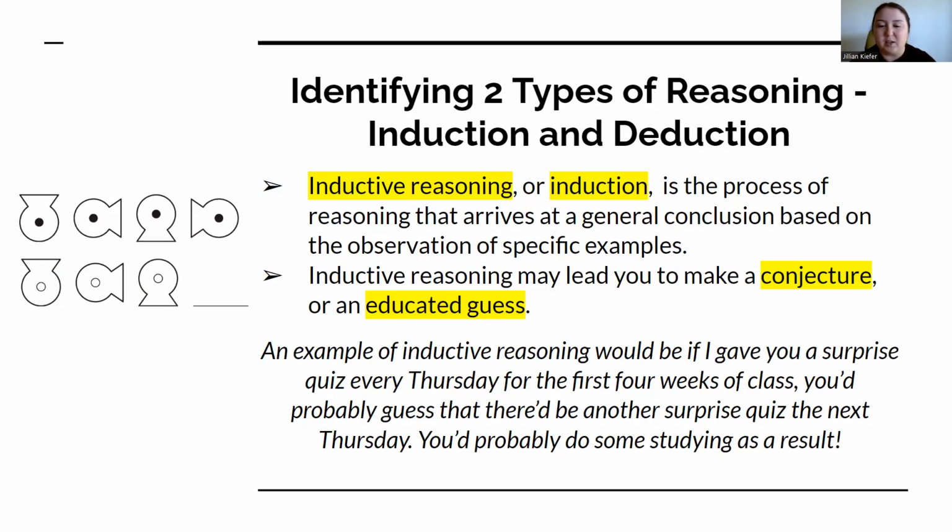So an example of this would be that if I gave you a surprise quiz every Thursday for the first 4 weeks of class, you would probably guess that there's another surprise quiz on that next Thursday. And you'd probably do some studying, or at least you'd hope you do some studying. That would be an example of induction or inductive reasoning. You have these examples, you're given these quizzes every Thursday. So by that 5th Thursday, you're assuming there's probably going to be a quiz today based on these previous examples. So that's more of a descriptive example.